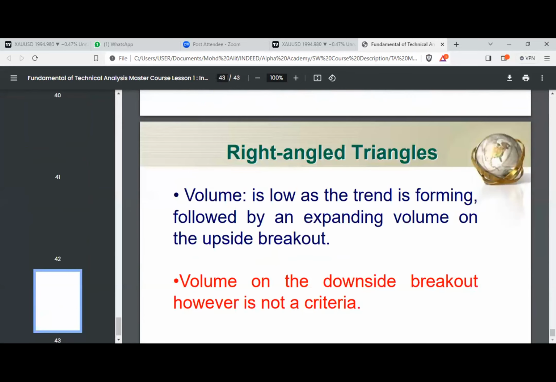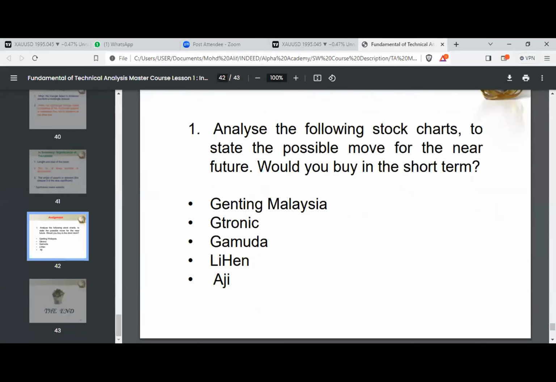Okay, so I give you around 50 minutes, every one of you has to try this, analyze the following stock charts, and then would you buy in the short term. Please use daily time frame, and then you find out as many chart patterns as you can lah. And then you explain to me where is the breakout level, where is the neckline level. I want to see whether you understand, whether you can identify the chart pattern, the breakout, the significant breakout or not. Okay, so I give you around 15 minutes. Okay, all the best, everyone.